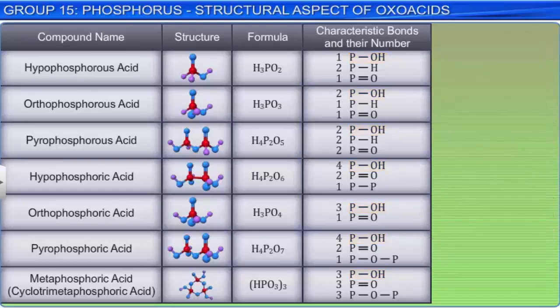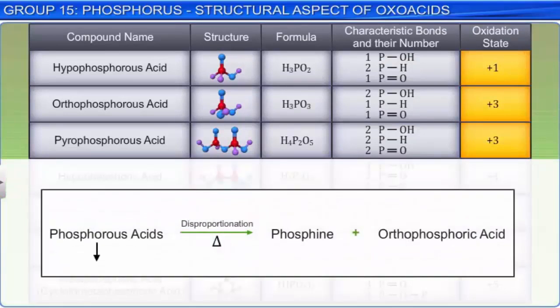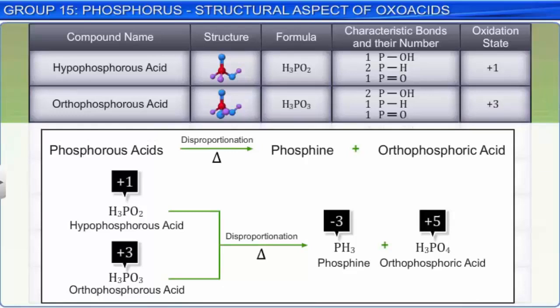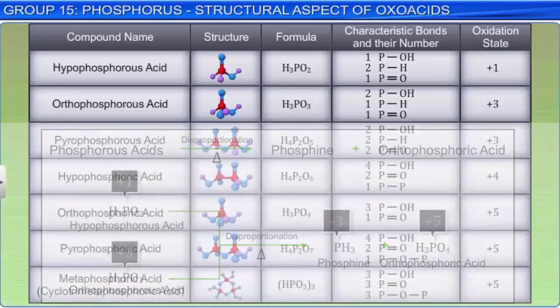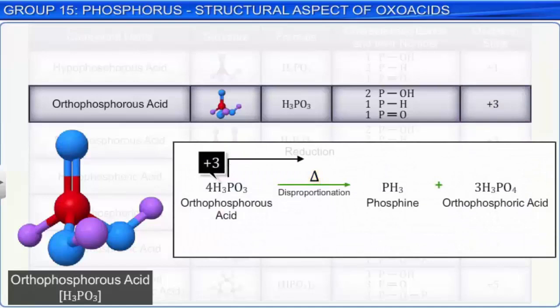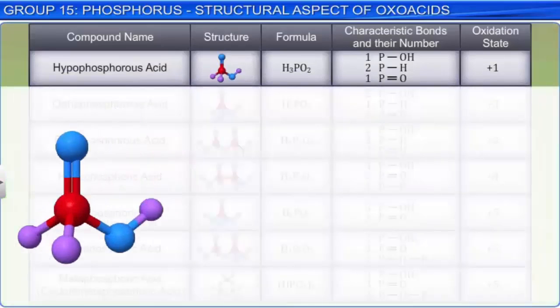The oxoacids in lower oxidation states of phosphorus, +1 and +3, tend to disproportionate to higher and lower oxidation states. The lower oxoacids disproportionate because some of the phosphorus atoms attain the relatively stable +5 oxidation state. For example, orthophosphorus acid, which contains phosphorus in the oxidation state +3, on heating, undergoes disproportionation to form phosphine, which contains phosphorus in the oxidation state -3, and orthophosphoric acid, which contains phosphorus in the oxidation state +5. Also, look at the disproportionation of hypophosphorus acid that takes place upon strong heating.